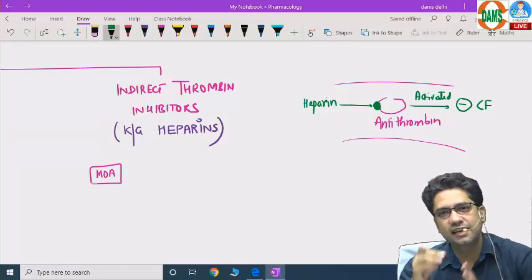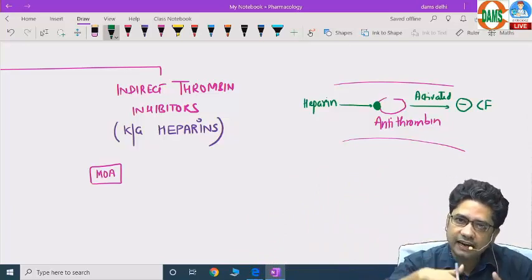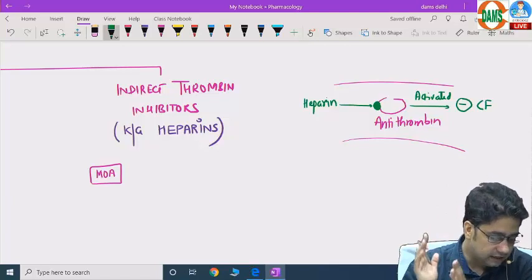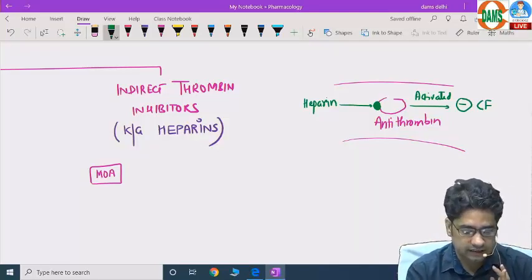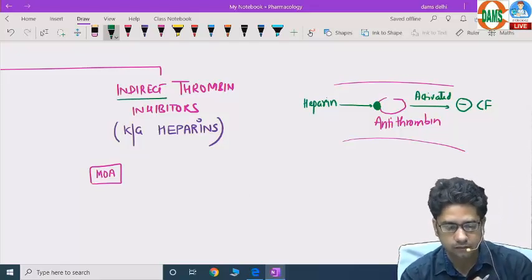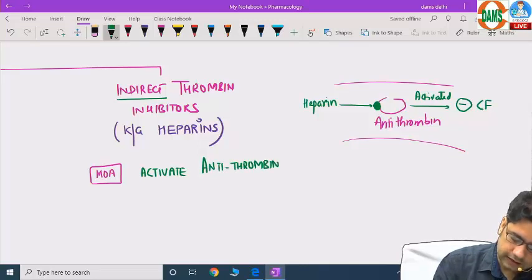So can we say that heparin is not directly inhibiting clotting factors? It is activating antithrombin, and antithrombin is inhibiting clotting factors. That is why they are known as indirect thrombin inhibitors. Yes, it is known as antithrombin 3. So you will write they activate antithrombin 3.